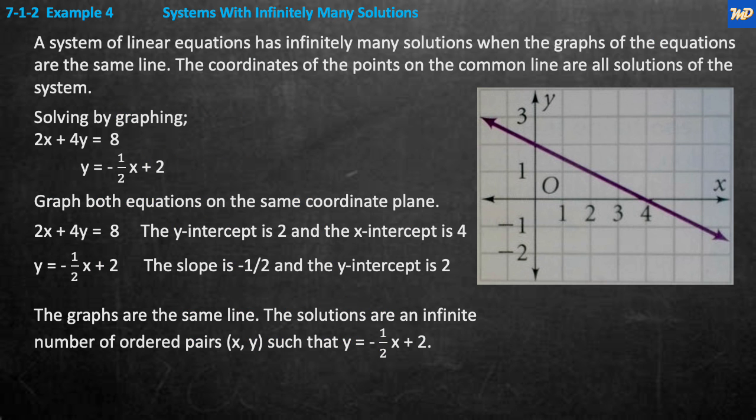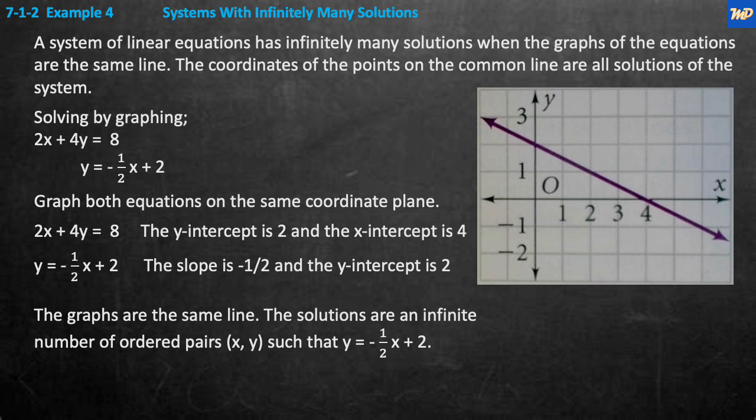A system of linear equations has infinitely many solutions when the graphs of the equations are over the same line. The coordinates of the point on the common line are all solutions of the system, solved by graphing. Okay, so we say here that 2x plus 4y equals 8. Now, something you should know, and you probably could remember, 2x plus 4y equals 8 is the standard form of the line, right? It's a standard form equation of a line.